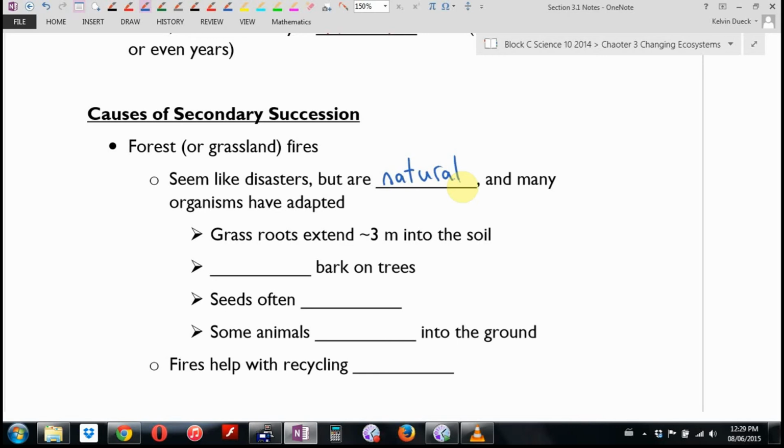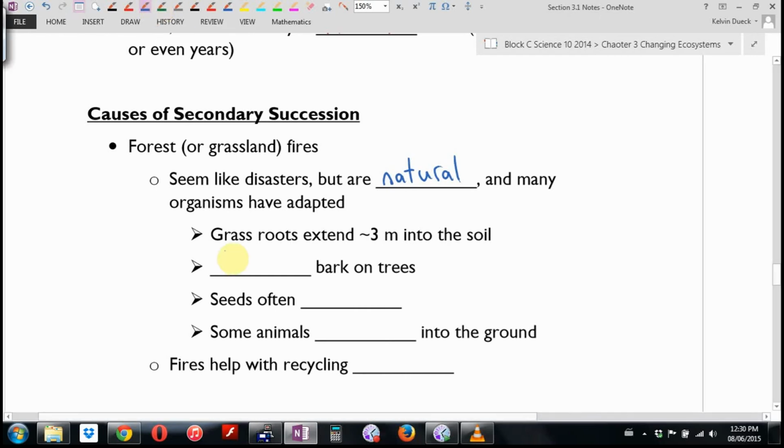So what are some adaptations that organisms have made? Well, grass roots extend over 3 meters into the soil. The grass burns, but a few days later, the roots are popping back up again. What kind of a bark adaptation on trees would help in forest fires? Looking for one word, blank bark on trees. Dry, not so much. I'm looking for a word that begins with T and rhymes with stick.